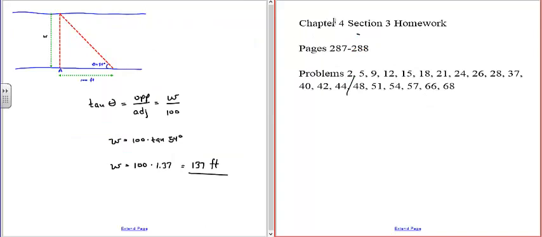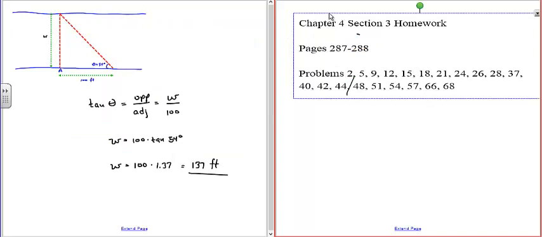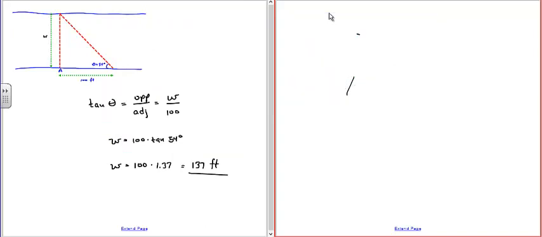Okay, and you can ignore this homework page, because that's just the homework handout assignment that I have attached to the learning management system.